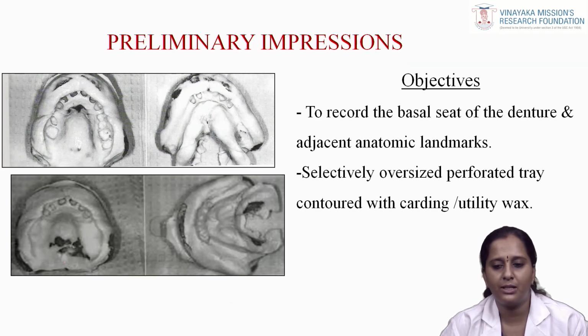So in the case of preliminary impressions, why do we need to take a preliminary impression? Because we are here to record the basal seat of the denture and the adjacent anatomical landmarks. The tray selection is very important, because the patient already has mobile teeth, or the teeth will not be supportive while you are making an impression. So we have to go for an extra size tray, and it should be contoured with the carding or the utility wax, because it should not impinge on the surrounding tissues. In that case we have to make an impression with the alginate.